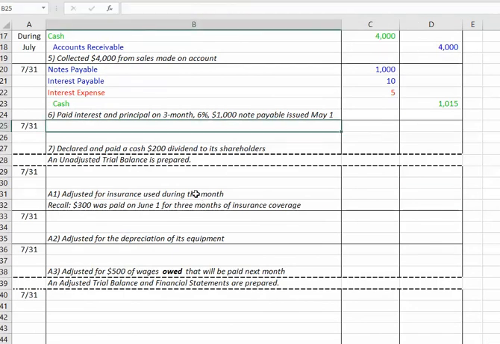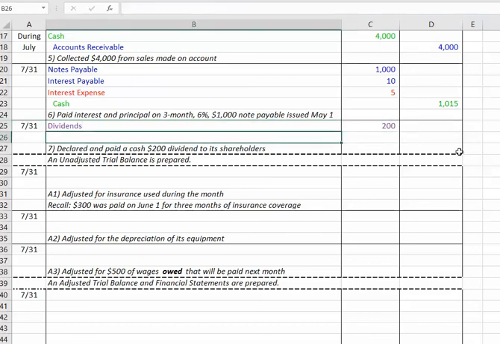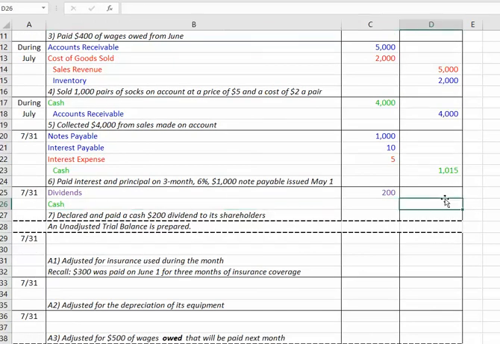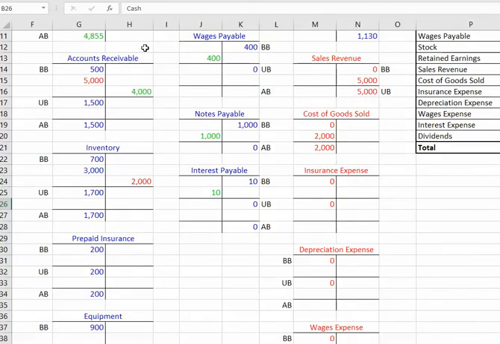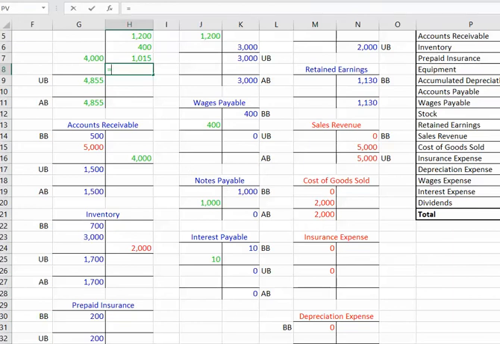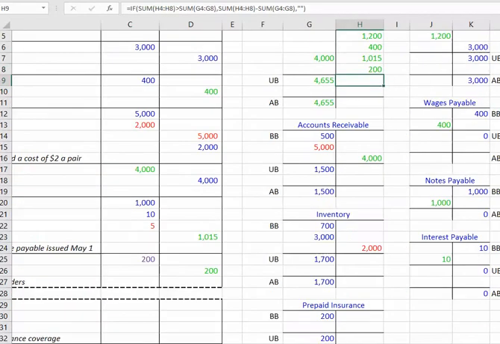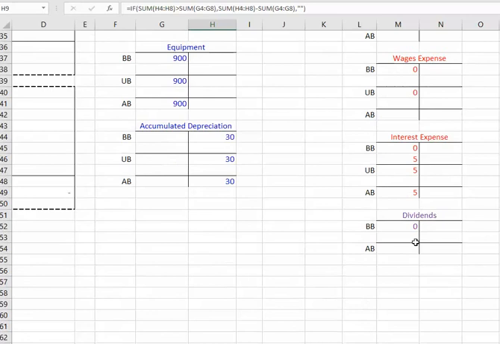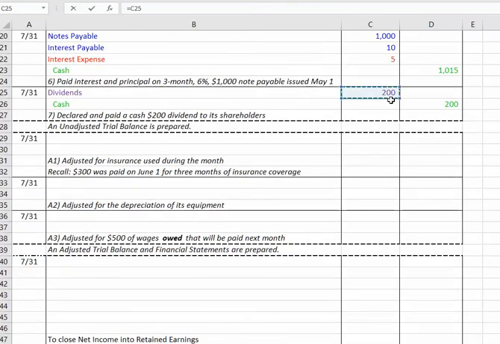All right, now we're going to pay our dividends. Dividends have a normal debit balance, and we're paying $200, and we're using cash, giving cash. As far as the posting now, you link everything. It's safe that way because if you make a mistake and you link properly, everything will fix itself. And down here under shareholders equity is my dividends. Again, it's a normal debit balance because it reduces shareholders equity.